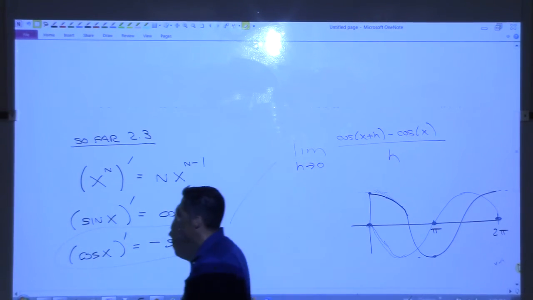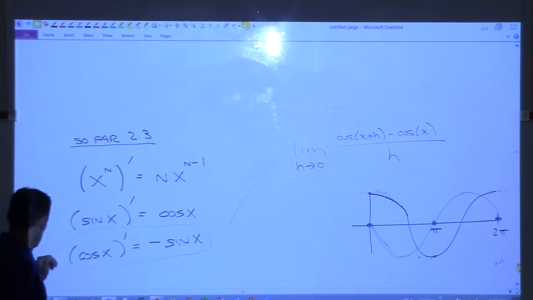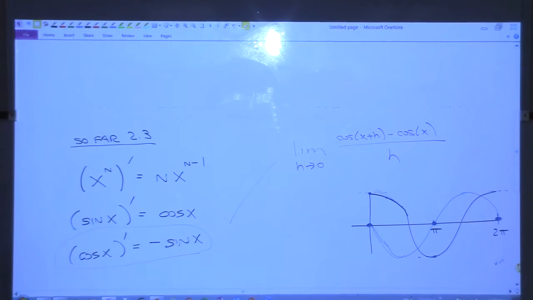So we've got 3 things so far. What's coming down the pike still? What's the derivative of tangent? What's the derivative of secant? What's the derivative of cosecant? What's the derivative of cotangent, right?